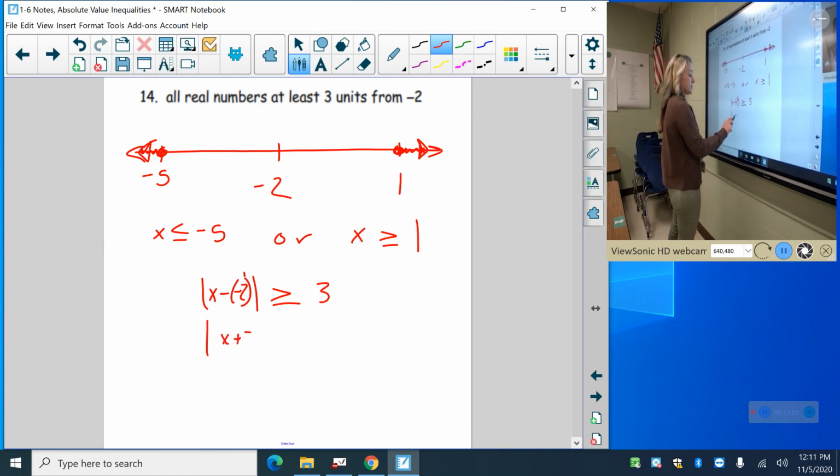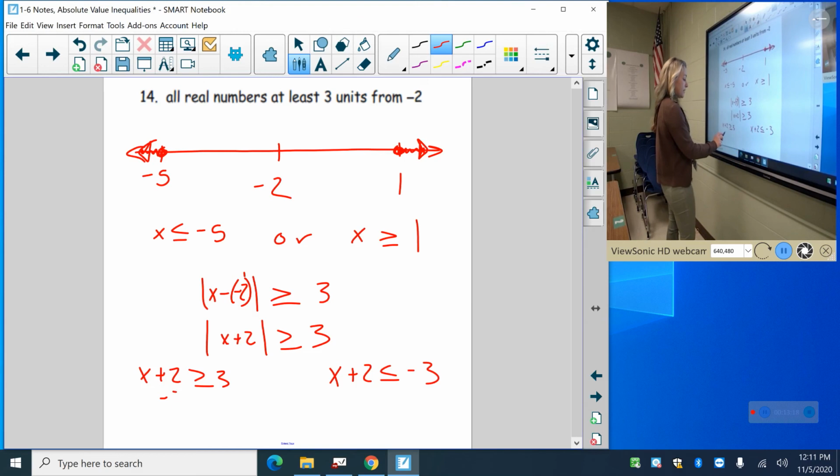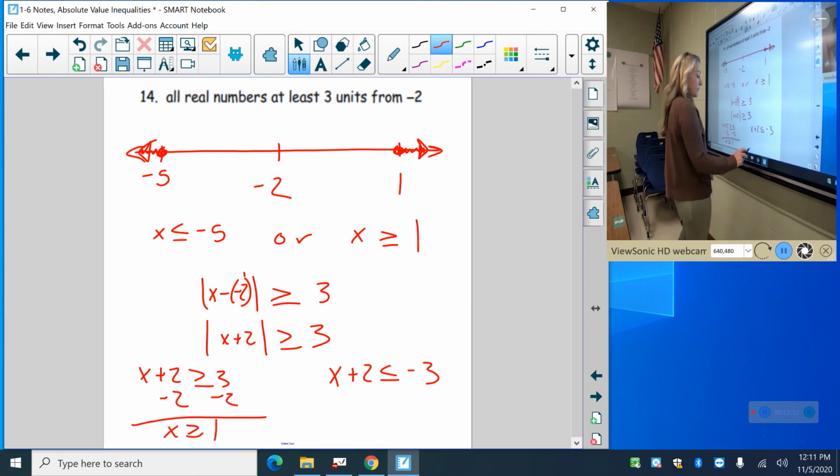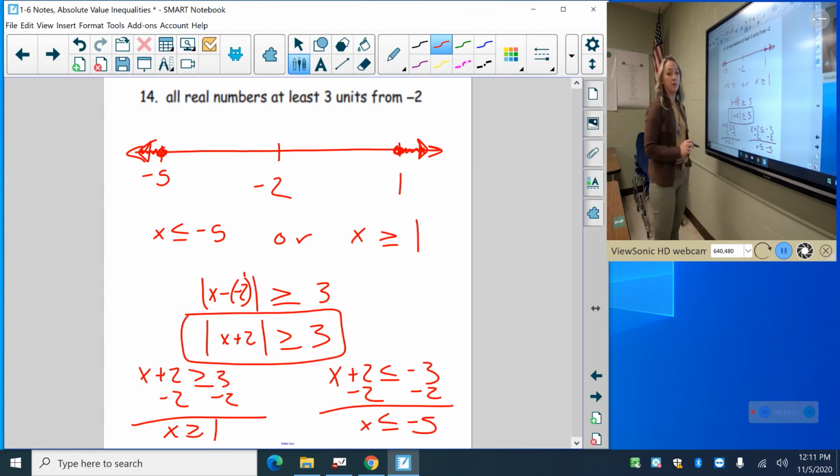So I have x plus 2 is greater than or equal to 3. So my case 1 would be x plus 2 is greater than or equal to 3, and x plus 2 is less than or equal to negative 3. Minus 2, so x is greater than or equal to 1. Minus 2, x is less than or equal to negative 5, which is exactly what we have up here. It checks out. That means this is my absolute value inequality.